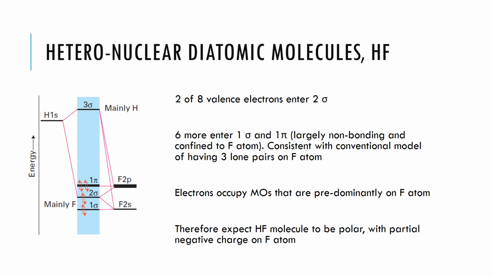And we can start to see then how electrons fill this system. 2 of the 8 valence electrons enter that 2 sigma orbital. 6 more enter the 1 sigma and 1 pi. And you'll note then that electrons occupy molecular orbitals that are predominantly on the fluorine atom. And the model here would predict that hydrofluoric acid is polar with a partial negative charge on the fluorine atom. And of course, that's exactly what we see experimentally.